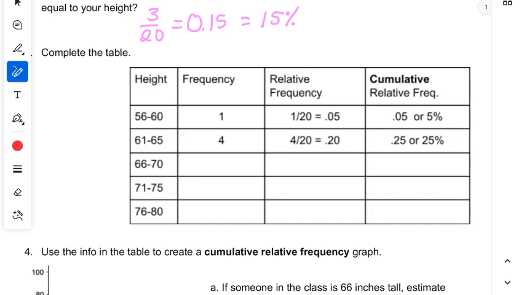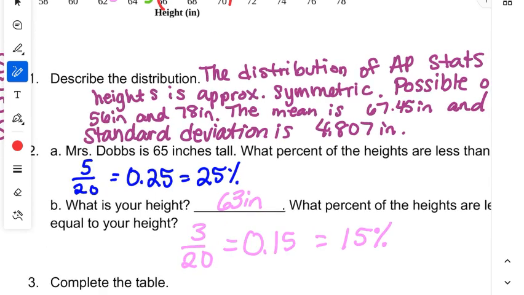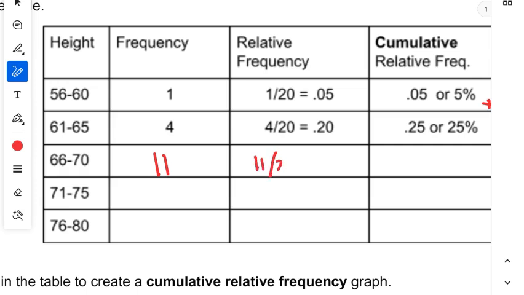To get to the cumulative, you have to add the one with the previous. So I added 0.05 to 0.20 to get 25%. All right, let's complete the table. 66 to 70. Count them up. How many dots are between 66 and 70? 11, yeah. So relative frequency, 11 out of the 20.